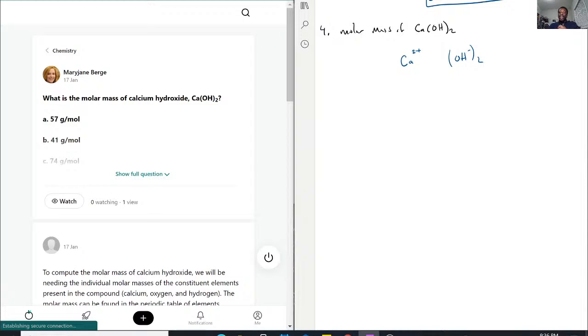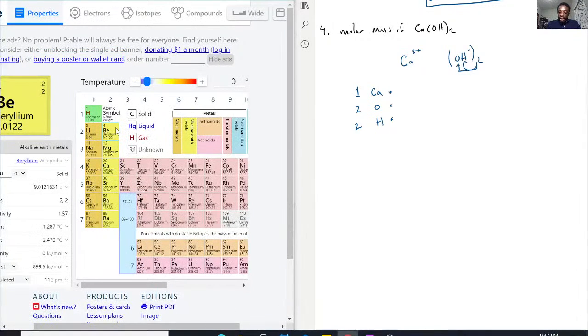So now the same thing is going to apply here where we add up the constituents. So we have 1 calcium, but here you have to be careful. The 2 actually multiplies into both. So you have 2 oxygen and 2 hydrogen. So let's go back to the periodic table. Calcium is at 40.078. Oxygen is at 15.999 and 1.008 for hydrogen.